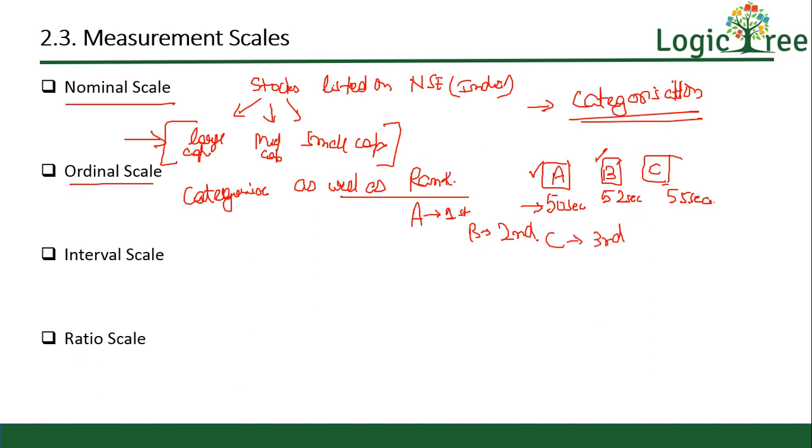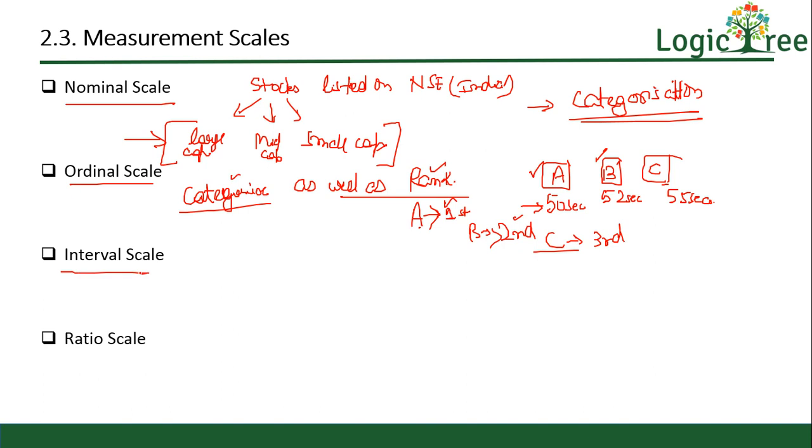So now in this case, I have categorized the persons on the basis of ranks. So the first property I have done is categorization. The second property is, if I say A is first, that means A reached the finish before B, and B reached the finish before C. So here in this case, I have categorized as well as done the ranking.